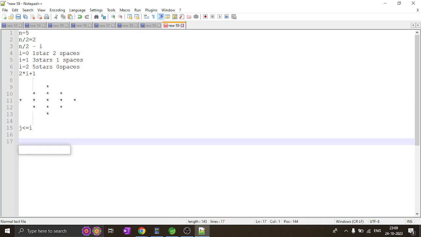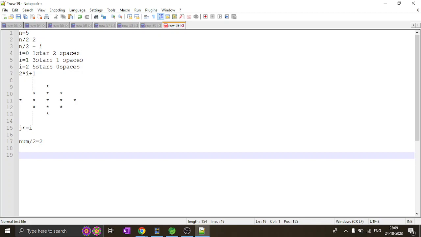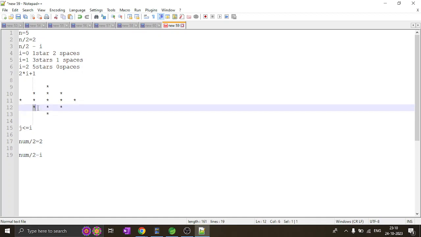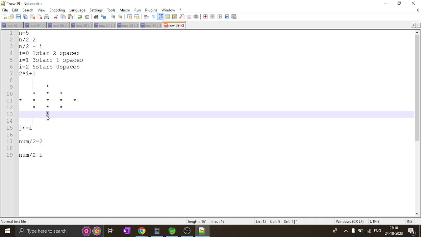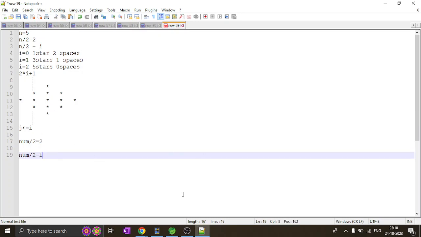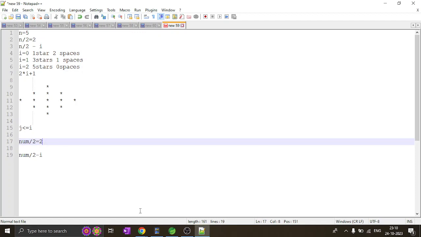What do we have the condition? We have num by 2 as 2, right? N by 2 as 2 or num by 2, whatever you want to call. So for this we have the condition as num by 2 minus I. 2 minus 0, so we'll print 0 and 1 stars. Then 2 minus 1, which is 1. So it will print only 0 stars. Okay. So hopefully this part works and we get this portion that we have. So let's try to code that first.